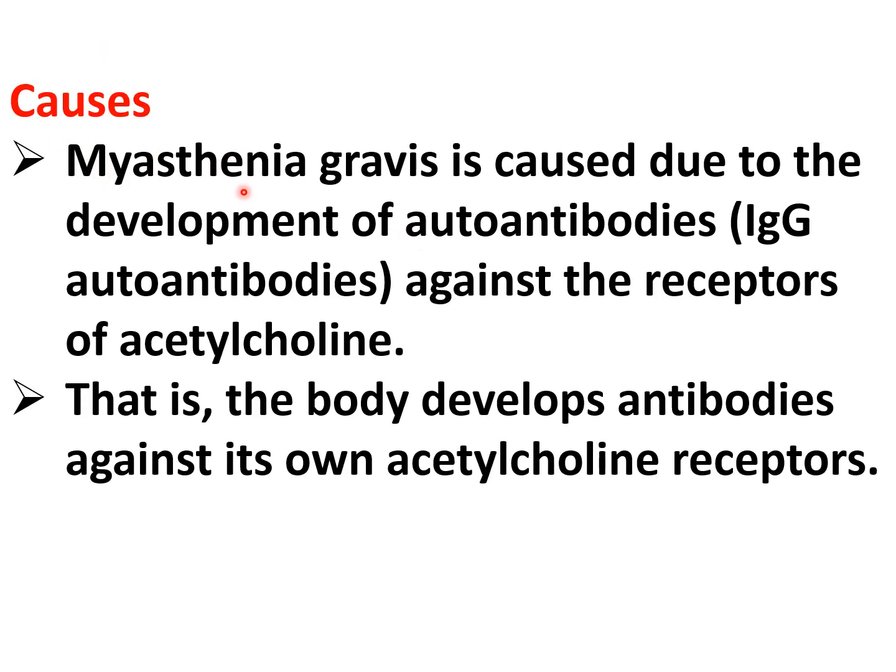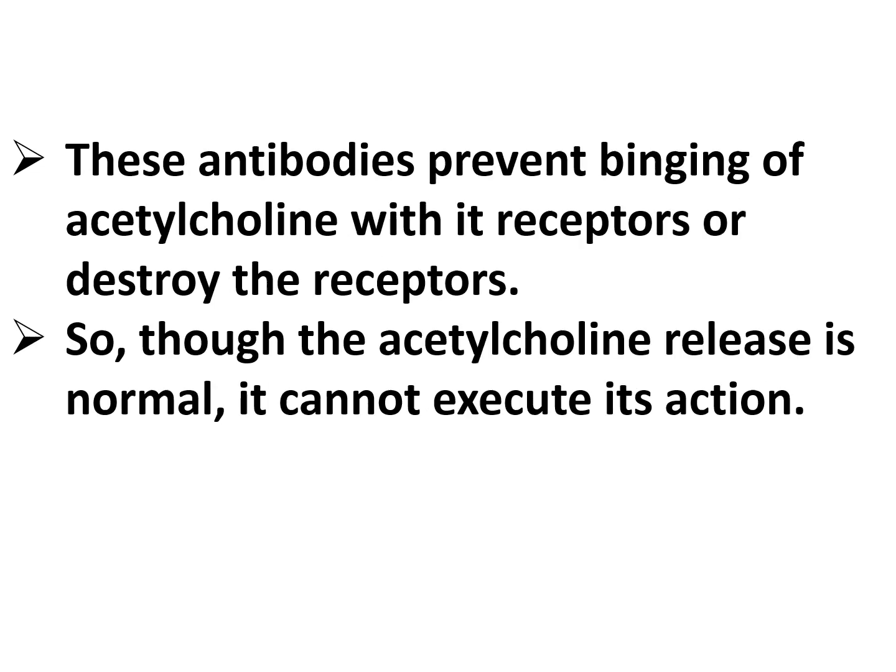Then what are the causes of myasthenia gravis? It is due to development of autoantibody immunoglobulin G against the receptor of acetylcholine. That is, the body develops an antibody against its own acetylcholine receptor. This antibody prevents the binding of acetylcholine with its receptors or destroys the receptors. So though the acetylcholine release is normal, it cannot execute its action.